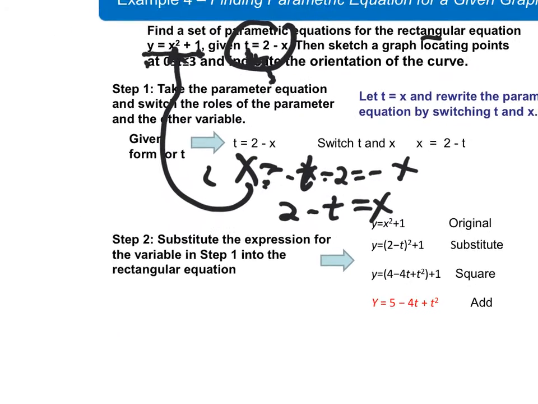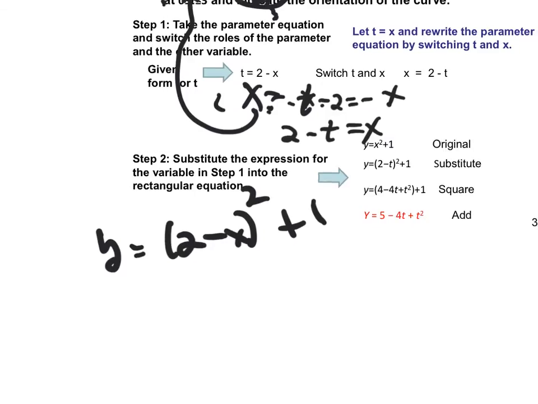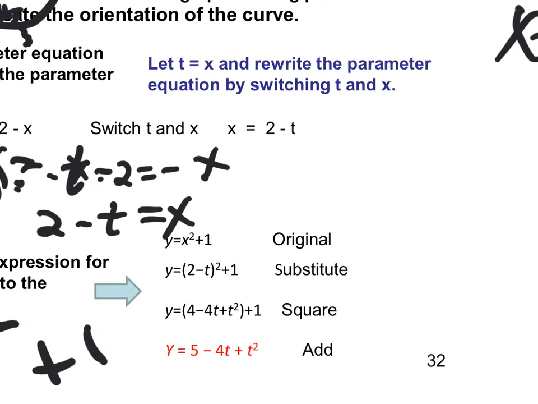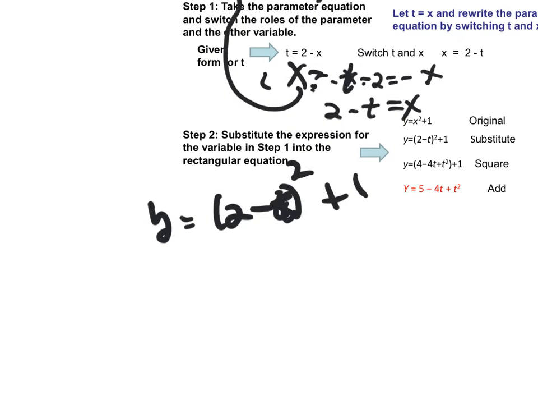So let's take my y equals x squared plus 1. Instead of x, he wrote it as y equals 2 minus x, right? Yes. So I got to put 2 minus x in parentheses. I'm going to add a 1. No, 2 minus t. I mean, that's what it is, 2 minus t. Plus 1. And now I gotta solve this all out.